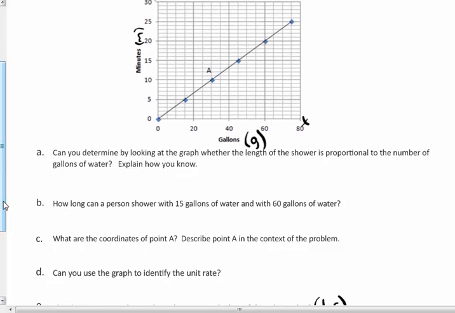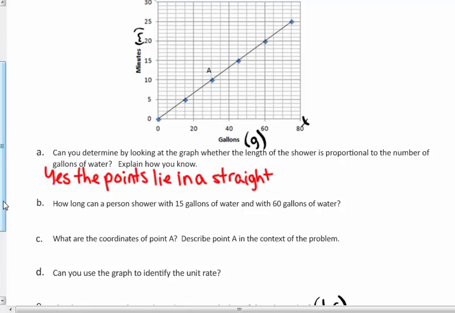Can you determine by looking at the graph whether the length of the shower is proportional to the number of gallons of water? How do you know? Yes, the points, same way we've answered this before, lie in a straight line. You've got to say straight line, and pass through the origin. Or a straight line that passes through the origin. I could say it that way too, doesn't matter.